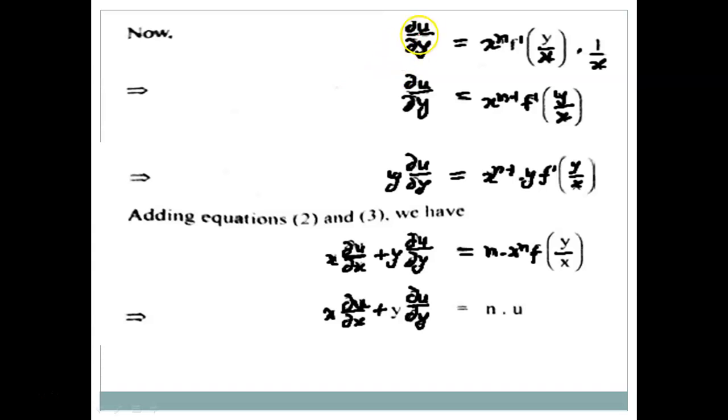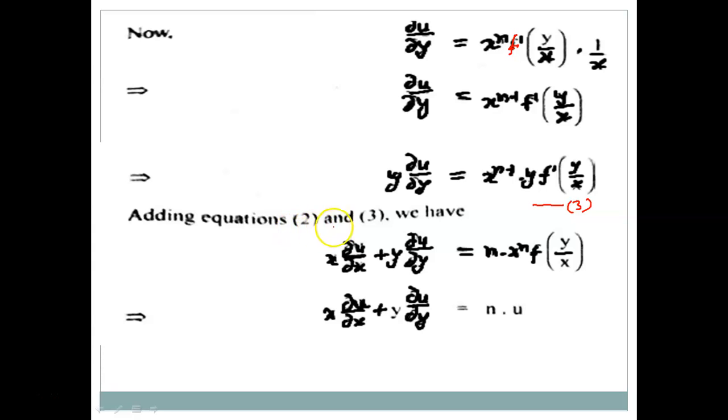Del u by del y means the partial derivative of u with respect to y. So when you are differentiating with respect to y, then of course this x will be treated as constant. So x to power n as such, f dash y by x, and the derivative of this with respect to y gives you 1 by x. So after simplification, del u by del y is equal to this quantity. When you multiply with y on both sides, you get this quantity. So now this is equation number 3.